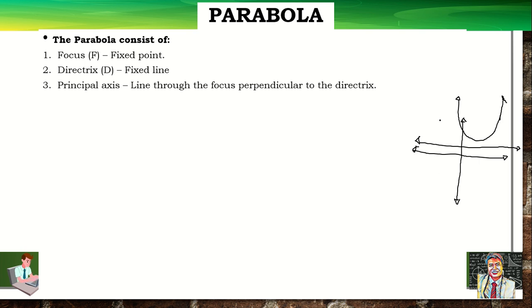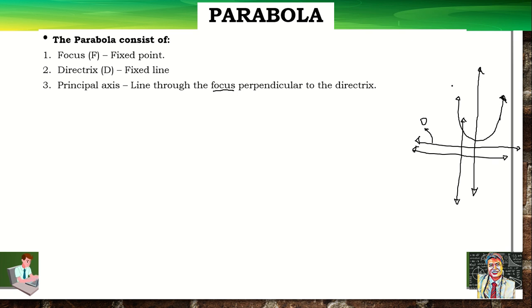line. So, since ang parabola dito ay opens upward, therefore, ang directrix ko, denoted by D, ay horizontal. Sabi, ang principal axis ay line through the focus perpendicular to the directrix. So, ito yung directrix. Since perpendicular, nandito naman yung principal axis, line from the focus.